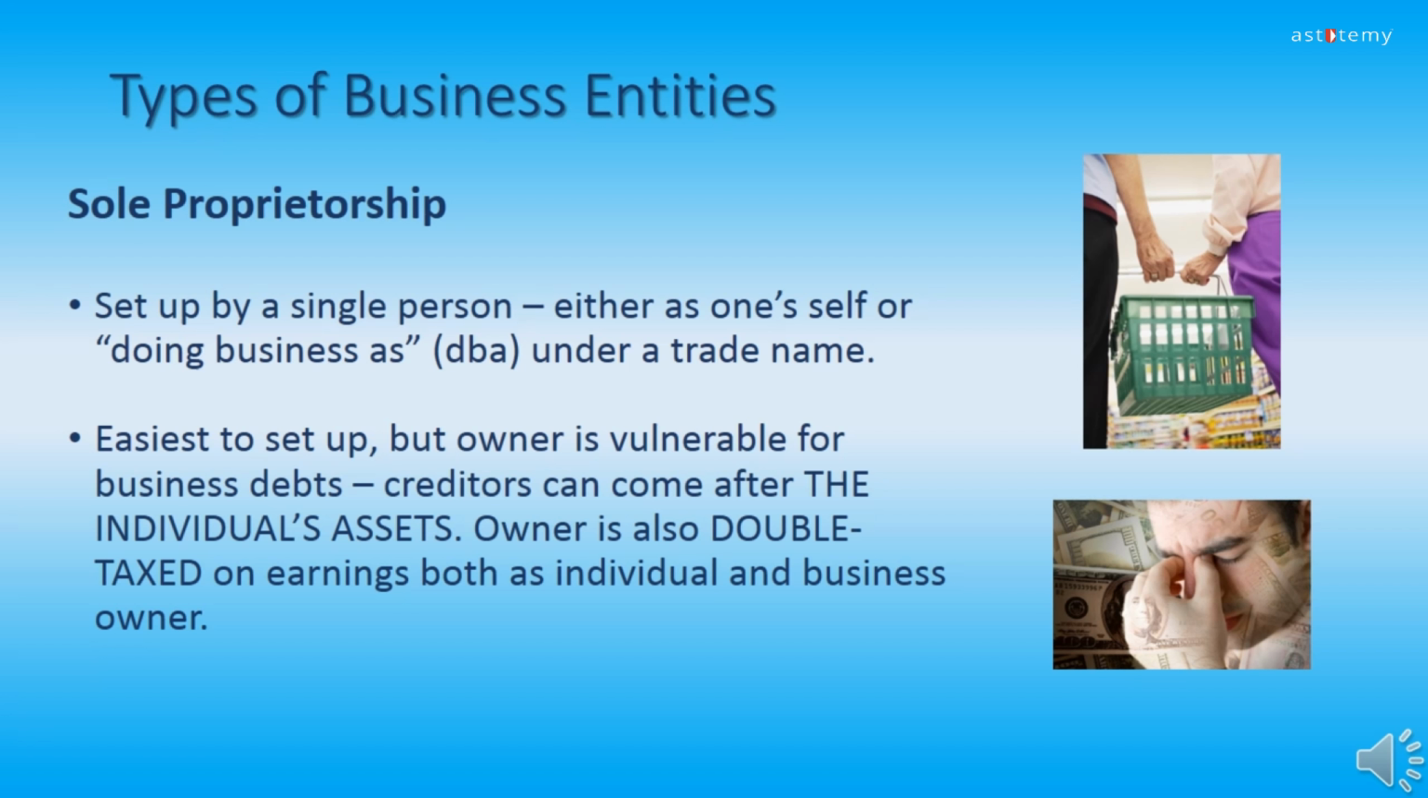It is the easiest business type to set up but leaves the individual the most vulnerable for any debts of the business, i.e., creditors can come after the individual's assets for any debts or liabilities from the business. In addition, depending on how much revenue a sole proprietor earns, the individual may be double taxed on his earnings, both as an individual and as a business owner.